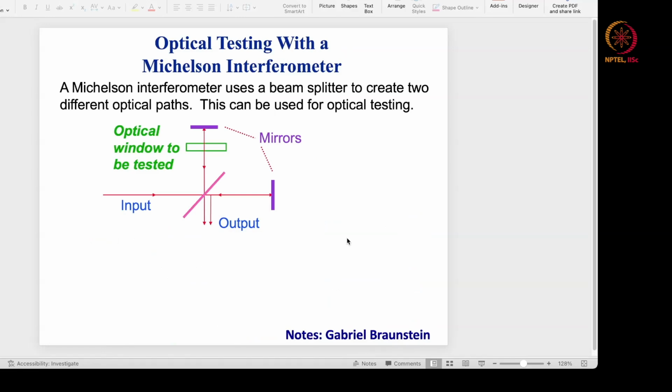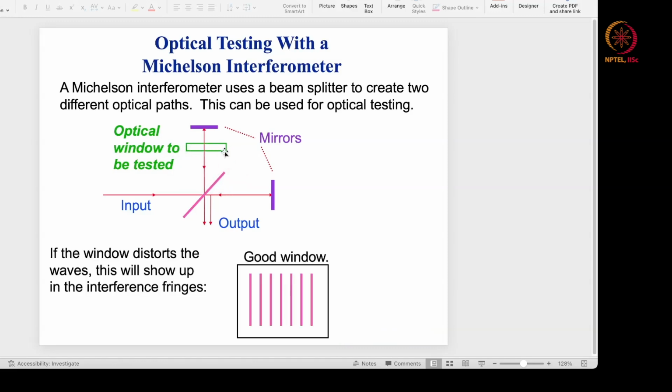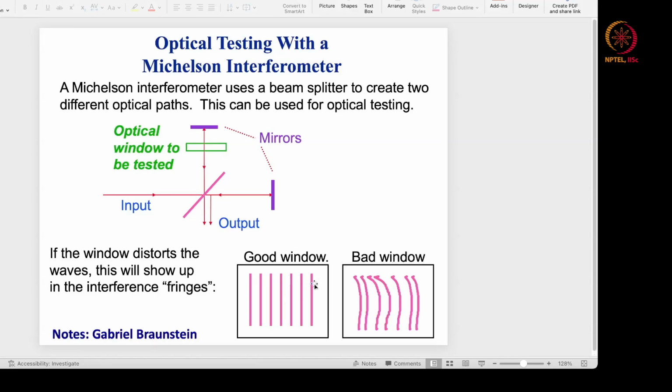So you can do optical testing with a Michelson interferometer. It uses a beam splitter to create, as we see, the two optical paths. The same can be used for testing optical windows. So you can choose an optical window. If the window distorts the waves, they will show up as interference fringes. So this is a good window. This is a bad window, for example.